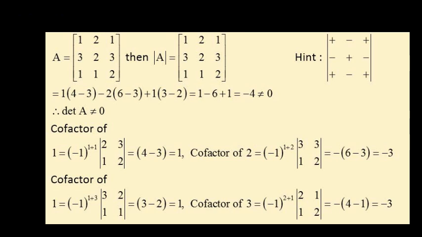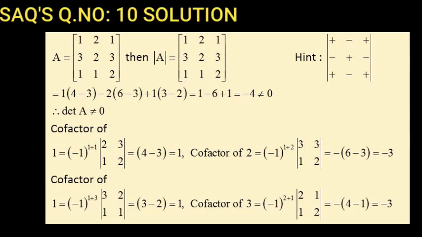Therefore, det A is not equal to 0. Okay, now we find the adjoint matrix. Adjoint is equal to the transpose of the cofactor matrix. In the cofactor matrix, each element is replaced by its cofactor. Therefore, we find the cofactors for each element.